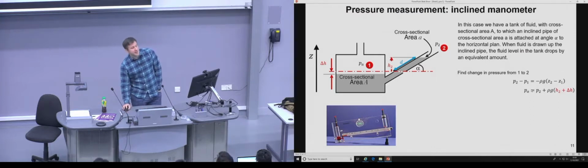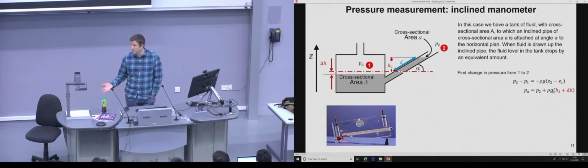I guess the key here in this situation is again to consider that a rise in the inclined arm is associated with a fall in the reservoir. So it's just looking at that scenario in a bit more detail. The height change is composed of H2 and delta H. So H2 plus delta H is the total height change, which must be, again, proportional to the total pressure change. This is a really nice example of how it doesn't matter the size or the shape of the apparatus that you're using, it's just the vertical change that is relevant.